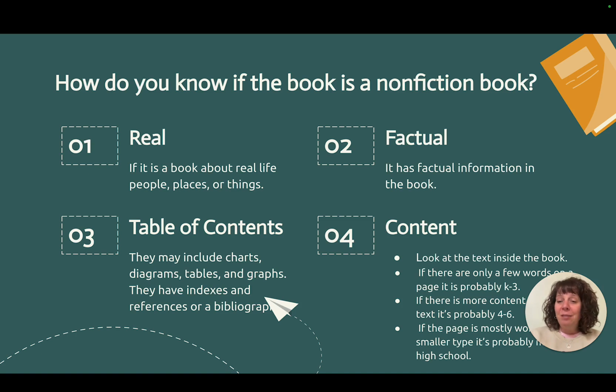The final thing they have is content. So you want to look at the text inside of their book. If there's only a few words on a page, then it's probably a K through 3 book. If there's more content and more text and the vocabulary is a little bit more challenging, then that's going to be more of a 4th to 6th grade book. And if the page is mostly words and smaller type with much more challenging vocabulary, then that's going to be middle school and high school.